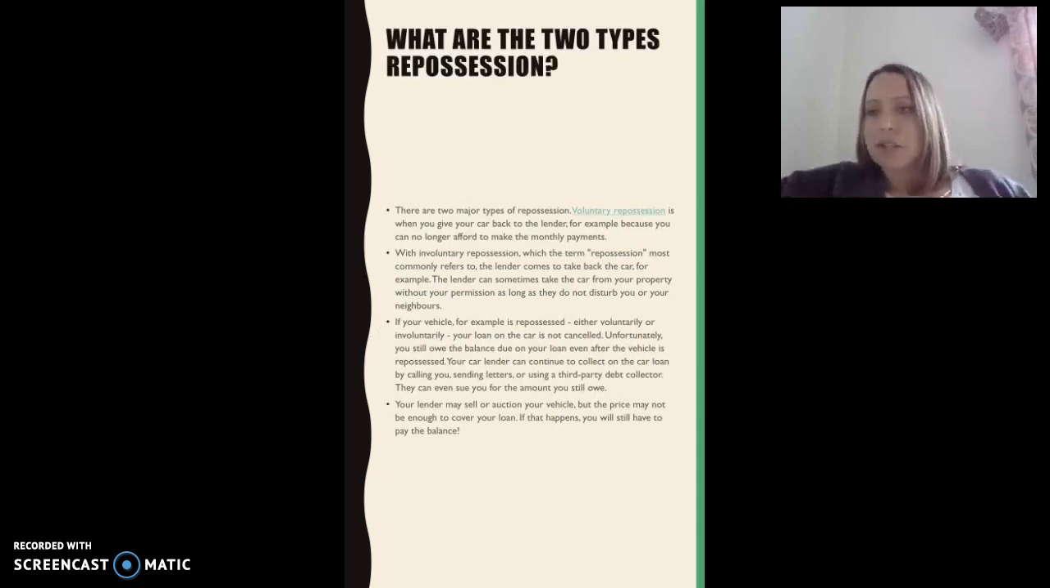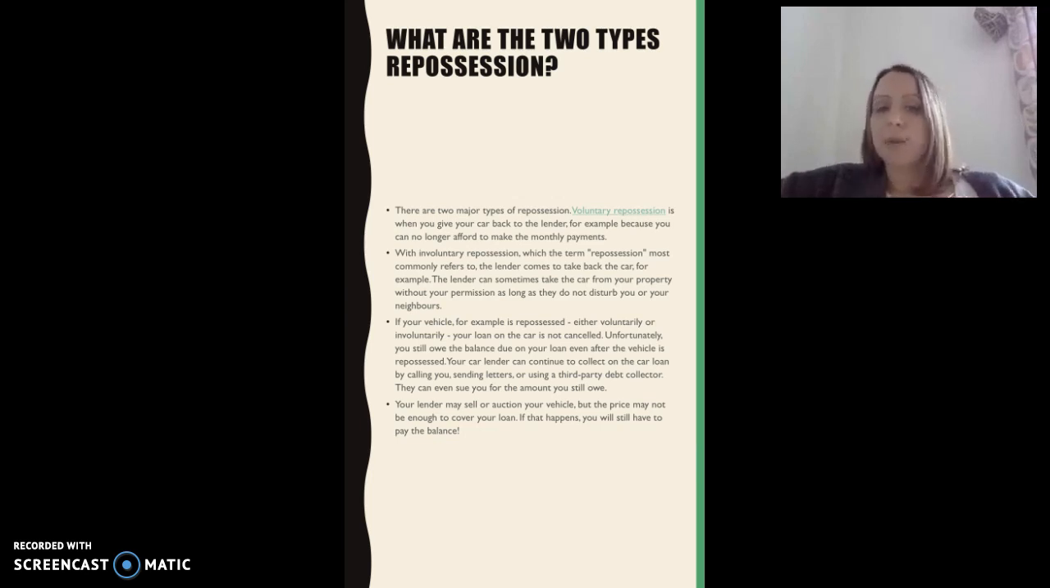So, just to be aware, in case you don't manage your finances appropriately, there are two types of repossession. I've highlighted voluntary repossession here. This is where you give your car back to the lender, for example, because you can no longer afford the repayments. You've identified very early on that you can't make that repayment month on month, perhaps because you're not living within your means or your profit isn't what it should be, so you give it back, and that's known as voluntary repossession.